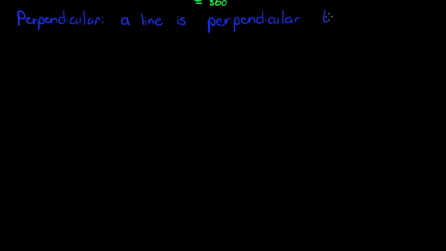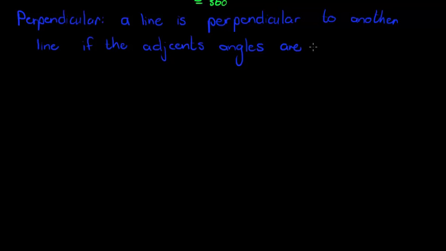Not that much more complicated, but we'll start with the definition of perpendicular. Now guys, a definition is giving something a name if it obeys certain rules or if it has certain characteristics. Now a perpendicular: a line is perpendicular to another line if the adjacent angles are equal.